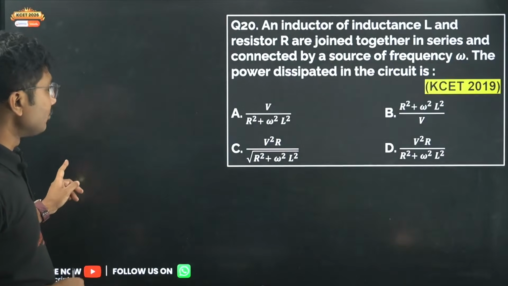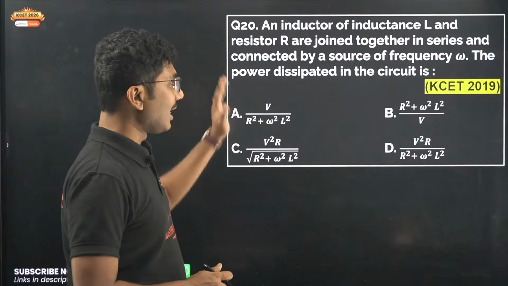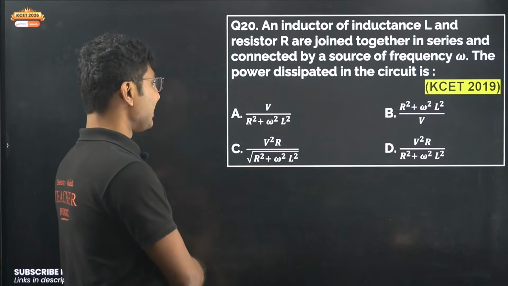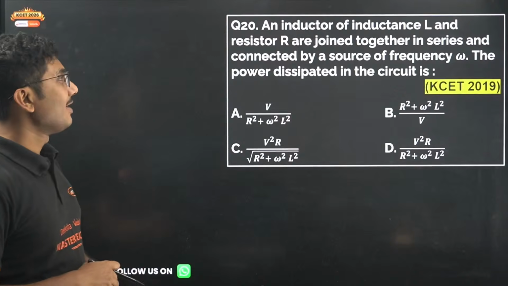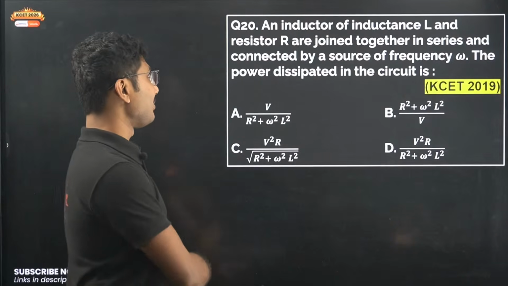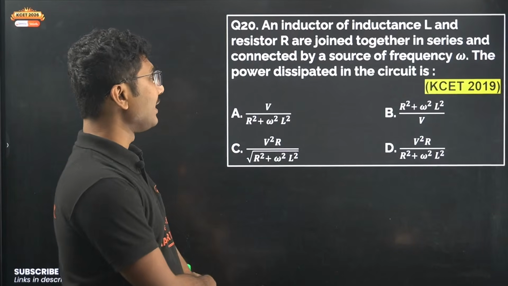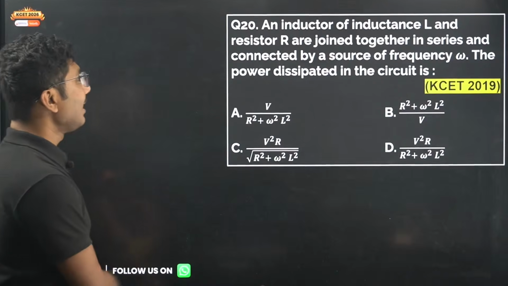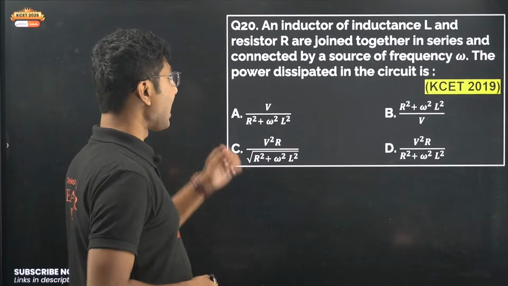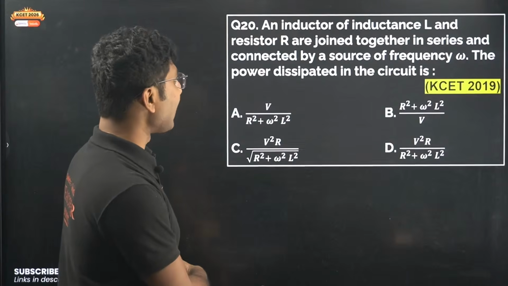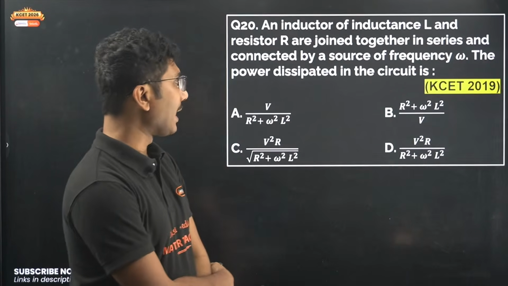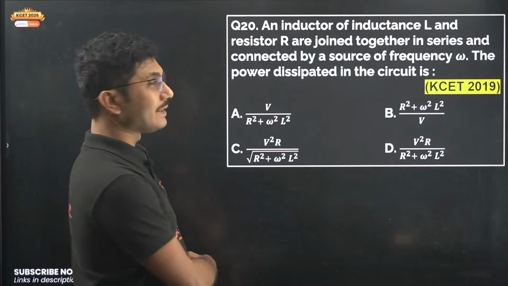Okay, now let's move on to the last question. Last but not the least, this is something interesting. I will give you some time, try to solve it and mention the answer in the comment below. An inductor of inductance small l and resistor capital R are joined together in series and connected to a source of frequency omega. The power dissipated in the circuit is.